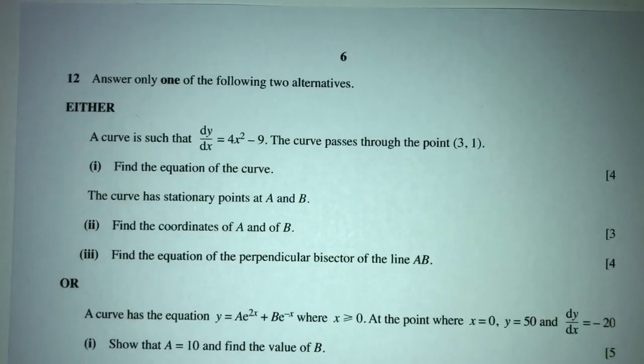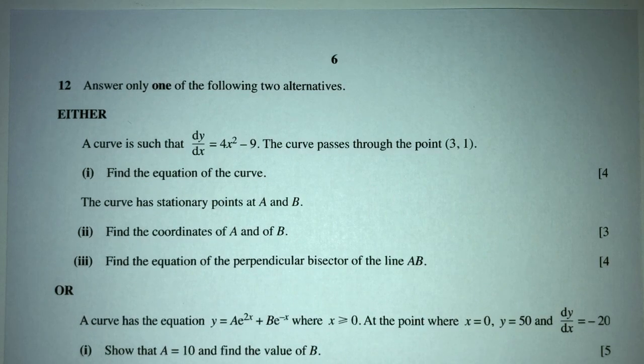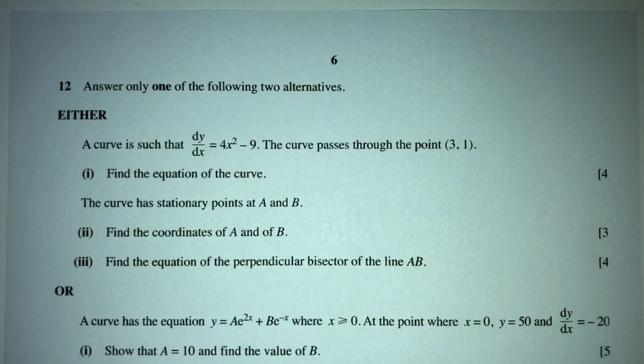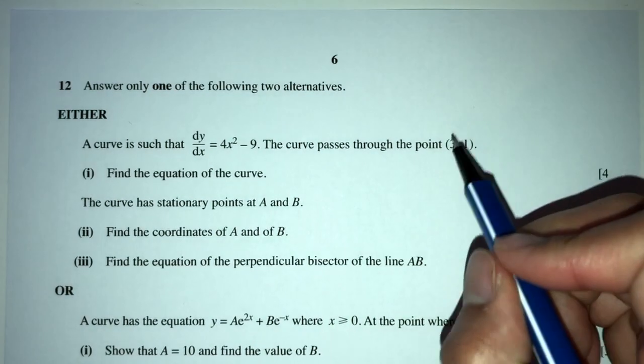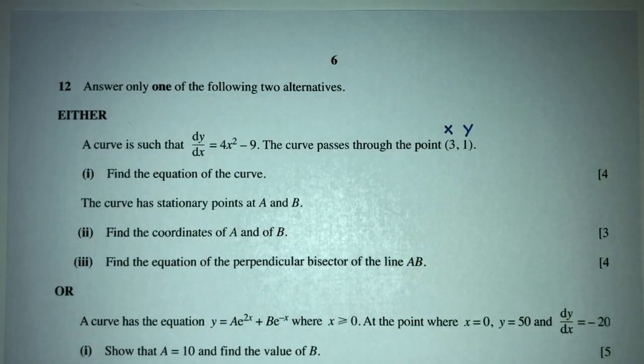Okay, so let's move on to question number 12. Usually you will be answering only one of those questions, but obviously I'll be doing both for you guys. So let's begin with the first one. A curve is such that dy by dx is 4x squared minus 9. The curve passes through the point, this is obviously x and y, right? 3, 1. We have to find the equation of the curve.